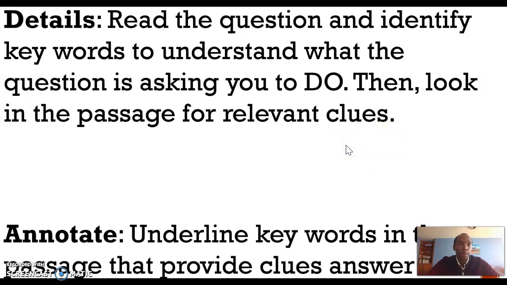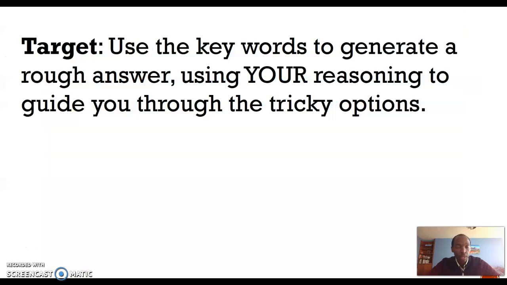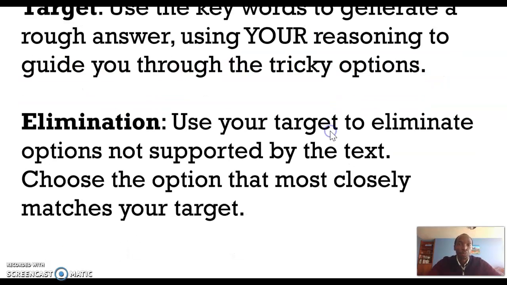We then annotate accordingly, right? Based on the clues and the details we have from the question, we annotate strategically, generate our target, our own understanding, our own answer, and then we eliminate answers that are obviously wrong, and then we identify the answer that most matches our target. So let's try that with our answers from that passage.